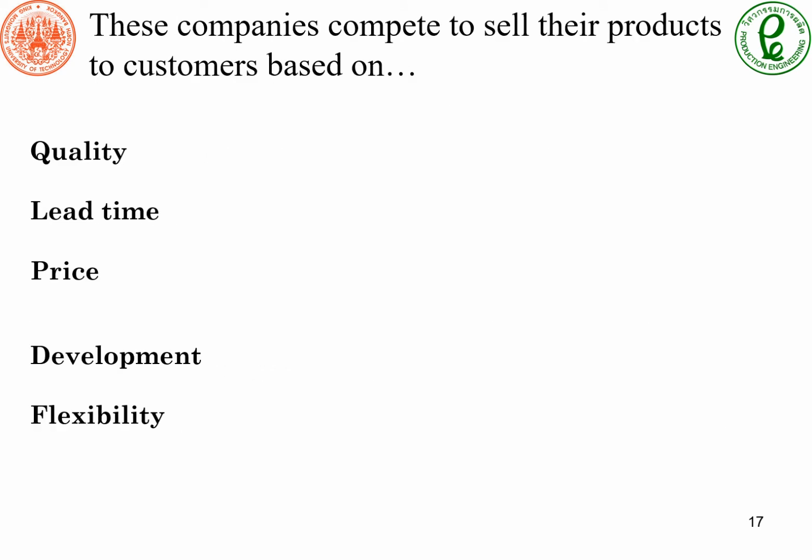If we look to buy a product, any product, it is very likely that we have many choices in the market. Competition is everywhere. Manufacturing companies are competing to sell their products to customers. To fight for customers' money, they compete on 5 key elements: quality, lead time or availability, price, product development, and product flexibilities.